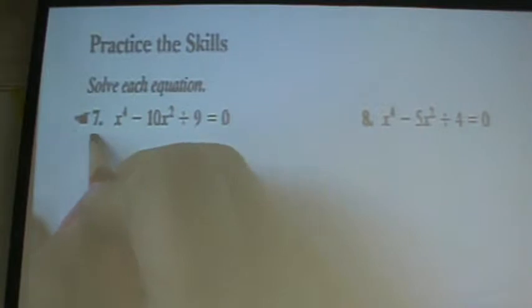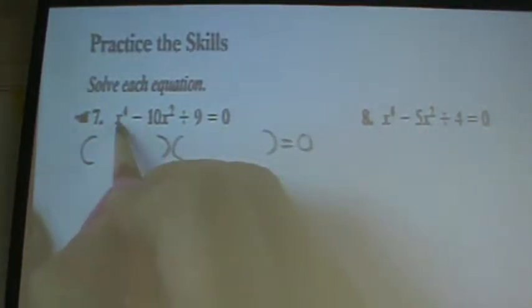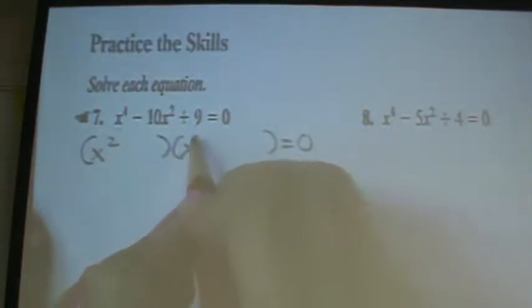These are quadratic form problems in section 8.4. You are going to factor these and solve. There's up to 4 answers. So problem number 7, you want to factor this. x squared times x squared is x to the 4th.